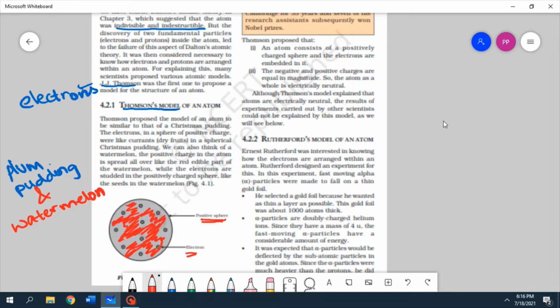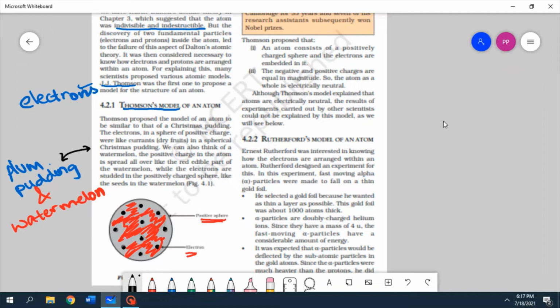And then the electrons were the black seeds, right? So now that I shaded it likewise, it does seem similar to a watermelon, right? So that's why it came to be known as the watermelon model. And Christmas pudding and the plum pudding are the same thing, so that's why they're all also interchangeable.